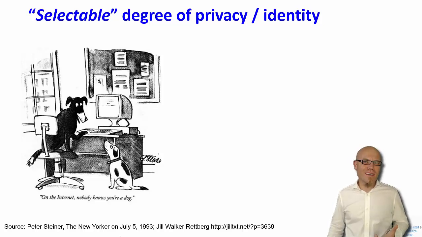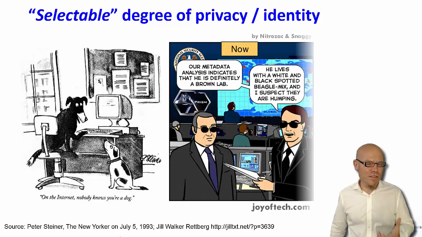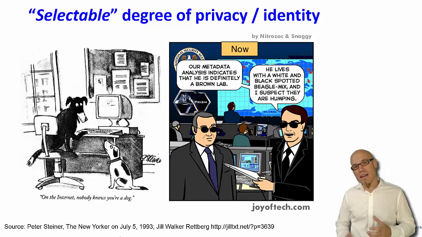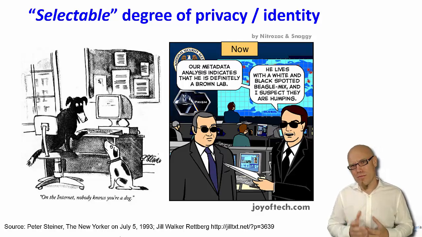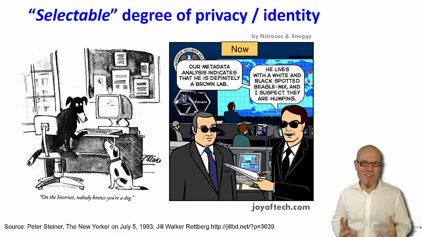Now, of course, living 20 years later in a post-Edward Snowden era, we have a very different impression of the internet. Like in this cartoon, which shows two NSA agents, and the one says, "Well, our metadata analysis indicates that he's definitely a brown lab. He lives with a white and black spotted beagle mix, and I suspect they are humping right now."